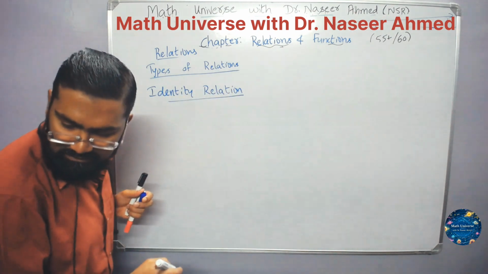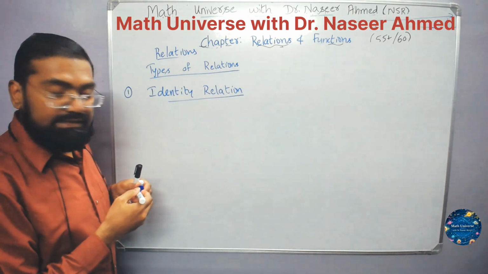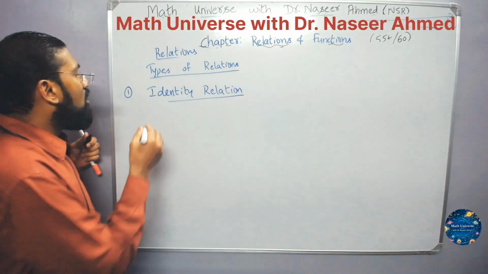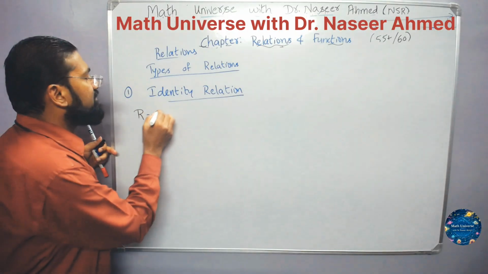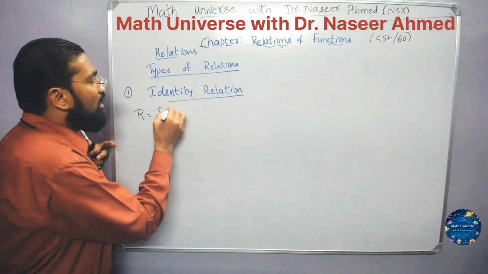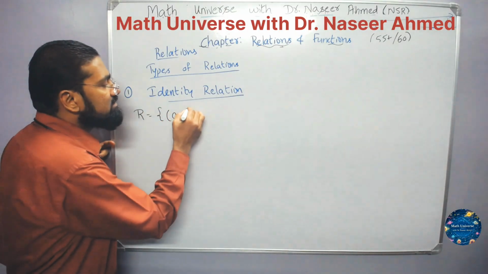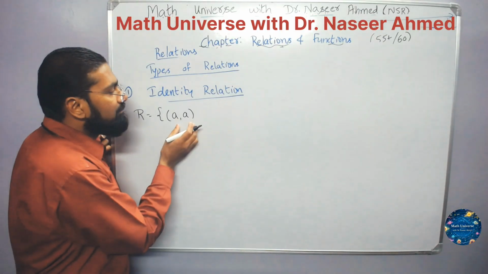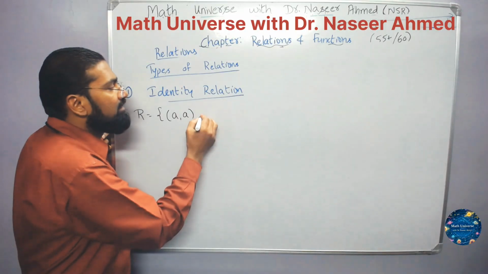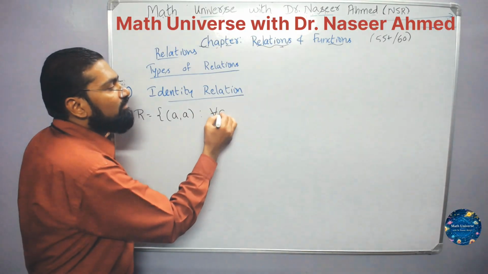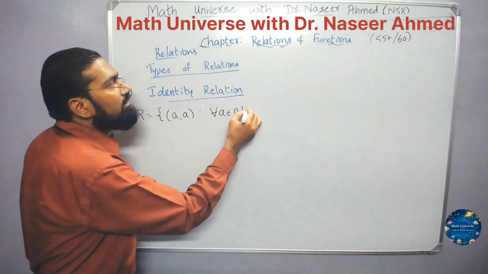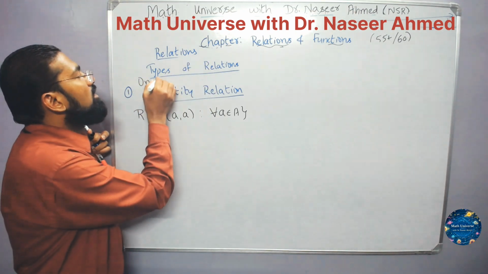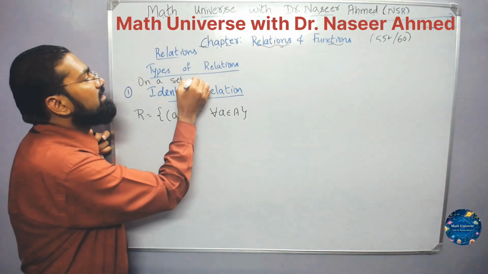I hope it's visible. Yeah. What is identity relation? Any relation, set of all relations such that all its ordered pairs should be same. R is the set of all ordered pairs where both first and second elements are same, and that is going to happen for all the elements in the set A. For all types of relation, one thing should always be defined, that is a set A.